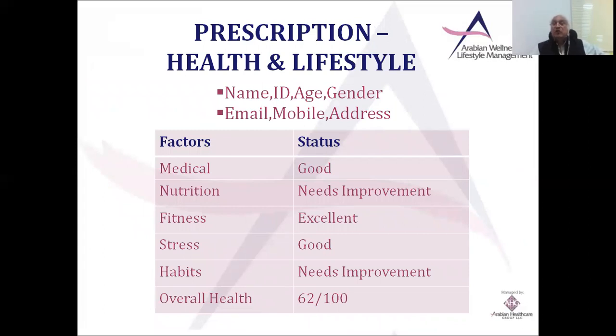It will give it to you in the form of a unique ID, and then it will define whether your medical status is good or excellent or needs improvement, and it will evaluate you from the point of view of nutrition and fitness and stress, and it gives you a precise score. You have scored 62 out of 100 in this instance. So you have the assessment on the one hand, and then you get a prescription on the other hand.